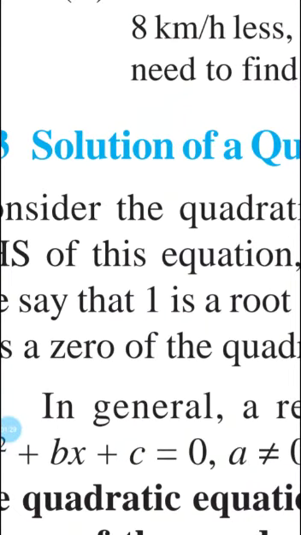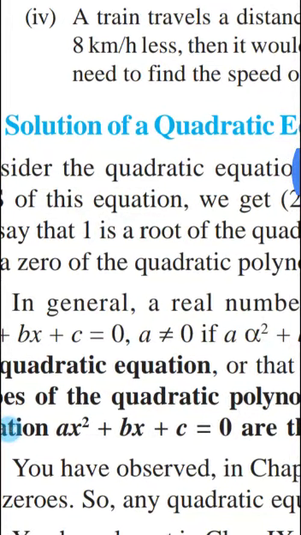So see, the main thing here is that to find the solution of a quadratic equation, we should know some property, and the property is that a real number alpha is called the root of the quadratic equation ax square plus bx plus c is equal to 0, where a is not equal to 0. In that case, a alpha square plus b alpha plus c is equal to 0. We also say that x is equal to alpha is a solution of the quadratic equation, or that alpha satisfies the quadratic equation.